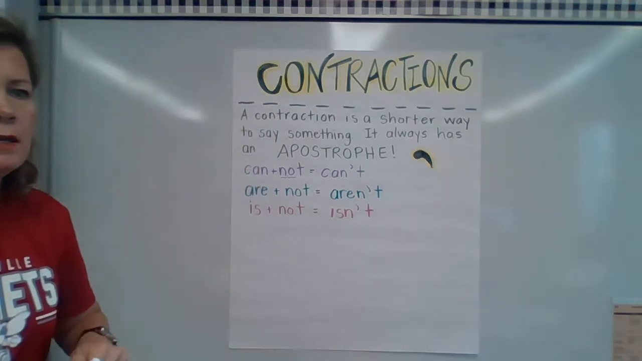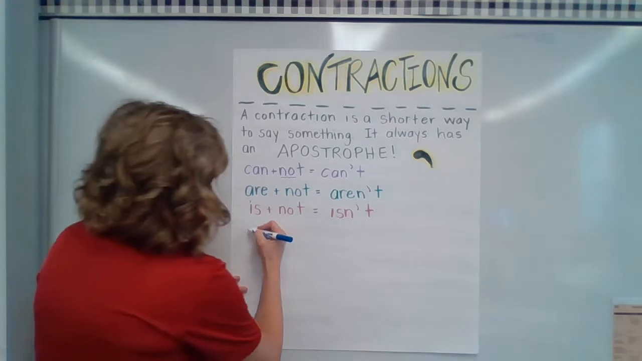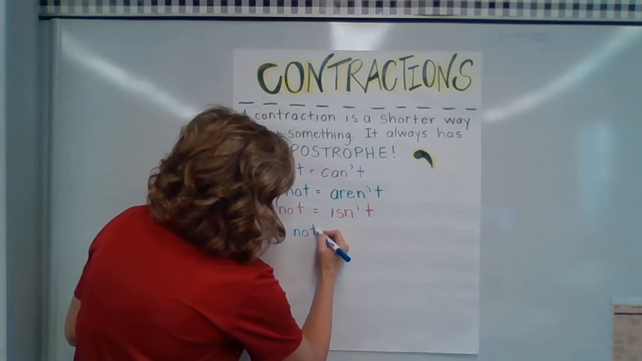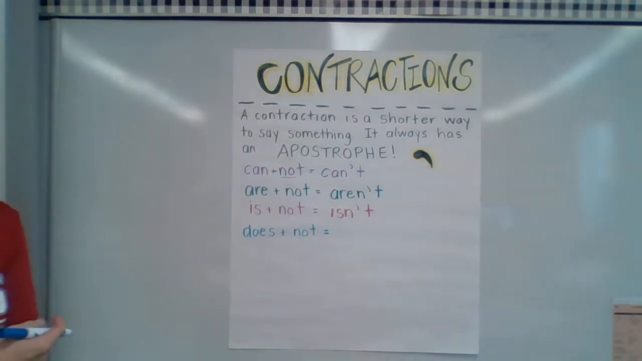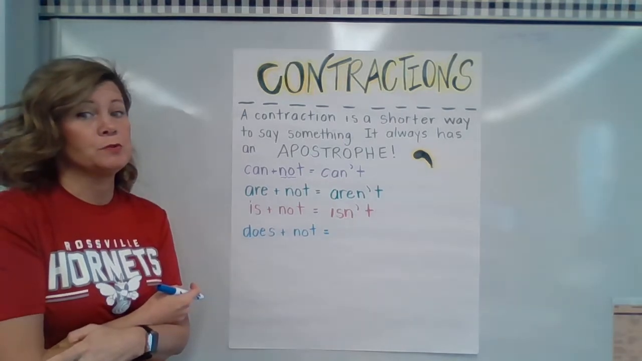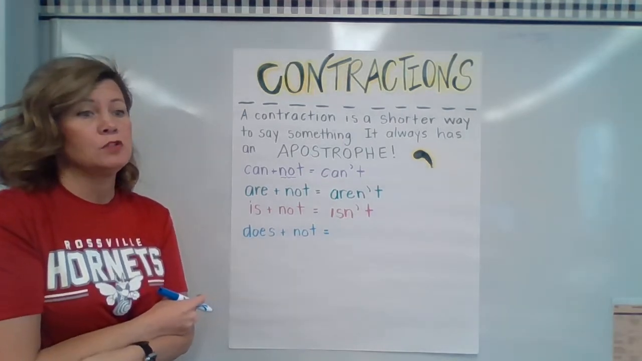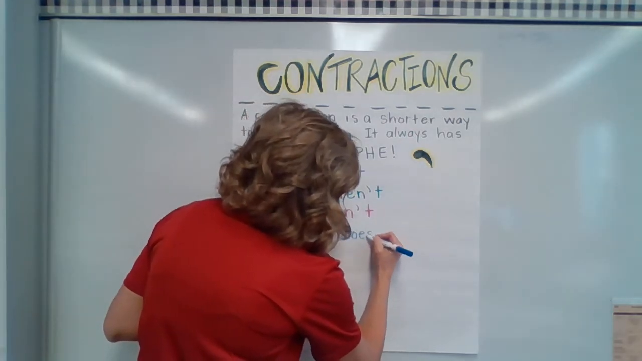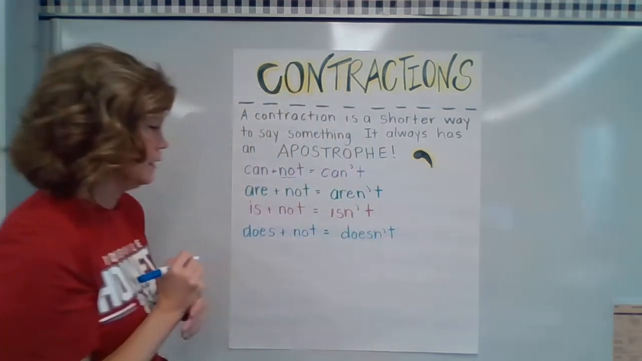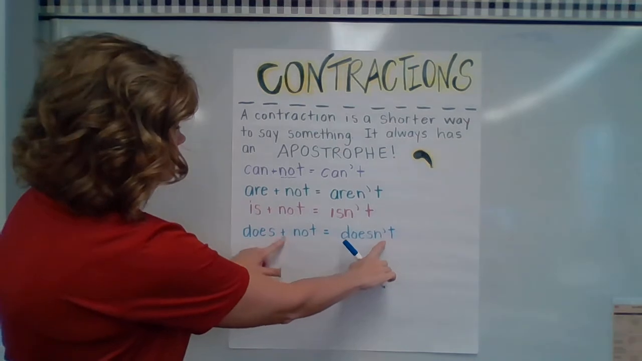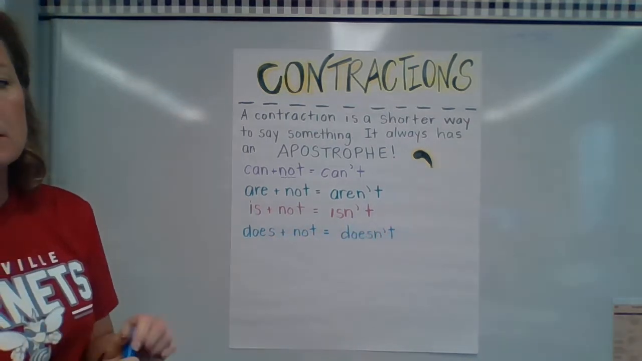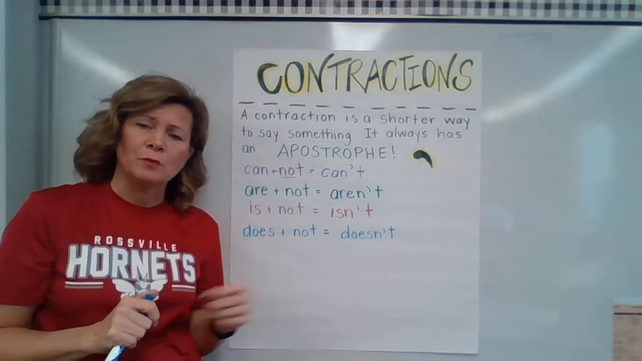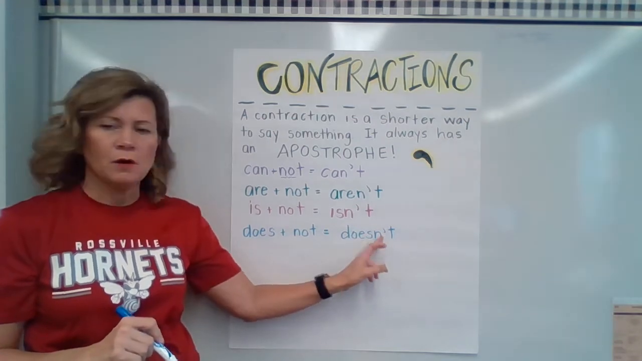Let's try does and not. Okay? Instead of saying does not, we would say, this is a super tricky one. Super tricky one. Doesn't. Okay? D-O-E-S N apostrophe T. Doesn't. Mrs. Schaefer's class doesn't have homework this week. Okay? So we left out the O and we put the apostrophe.